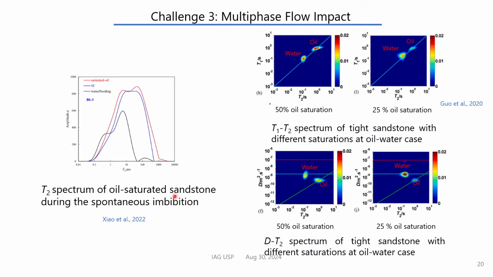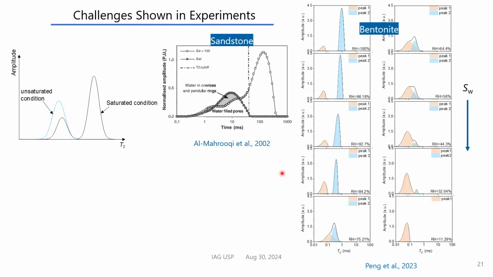So, for example, one of the measurements we can do is a T1, T2 spectrum, and the T1, T2 spectrum can differentiate the water and oil, and also look at the DT2 as in the example shown earlier, also to differentiate water and oil. So this is some of the directions we're working on, and I want to show you some of the challenges we see in the experiment.